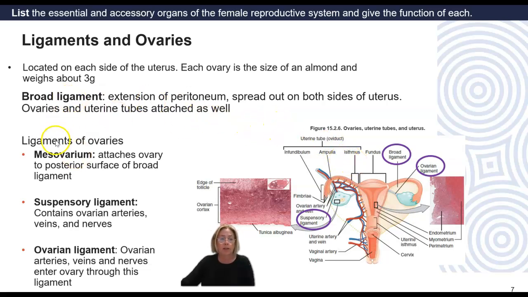Now, in terms then of ligaments, we can't see the mesovarium here, but it attaches the ovary to the posterior surface of this broad ligament. We also have the suspensory ligament, and it contains the ovarian arteries, veins, and nerves. Now, if you look in here or over here, you can see another ligament that's called the ovarian ligament. And it's this ligament where the ovarian arteries, veins, and nerves enter the ovary.